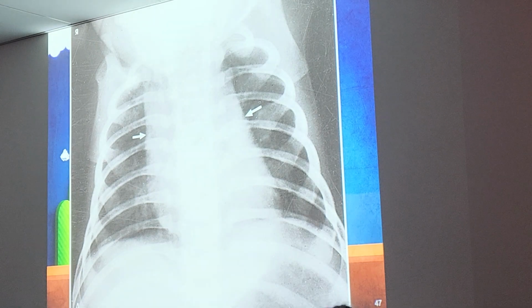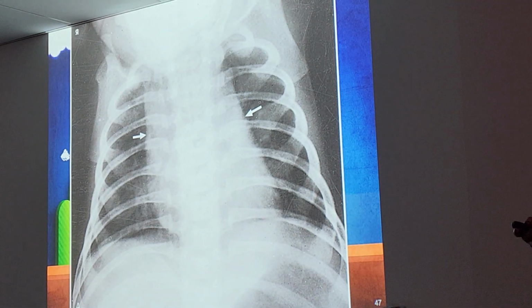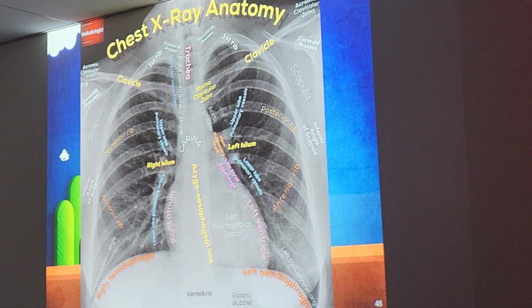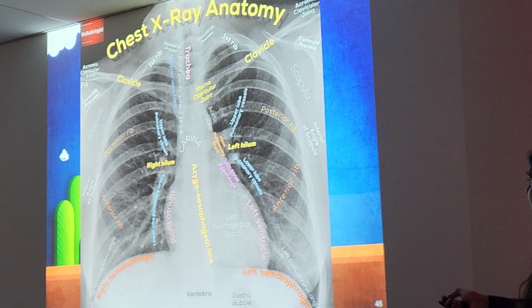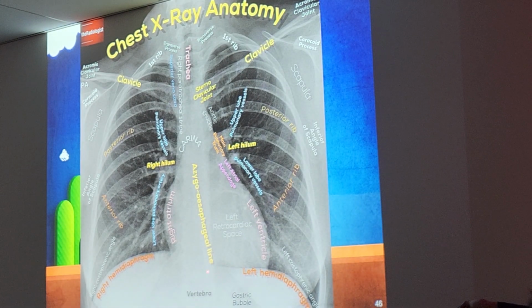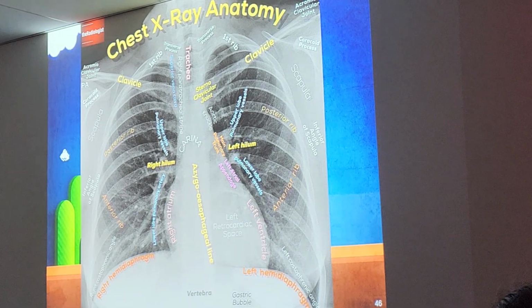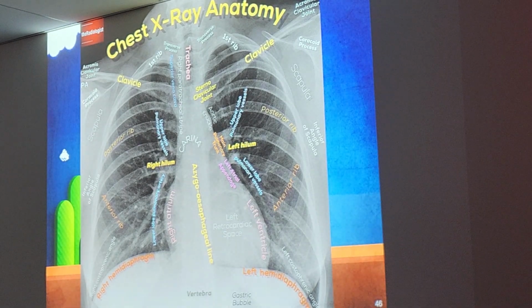Wait, can you go back? How do you pronounce that middle part? The azygos. The what? The one right here. The azygoesophageal line is basically showing the overlap of the heart and the esophagus. But you don't have to worry about that one. That's for a radiologist.